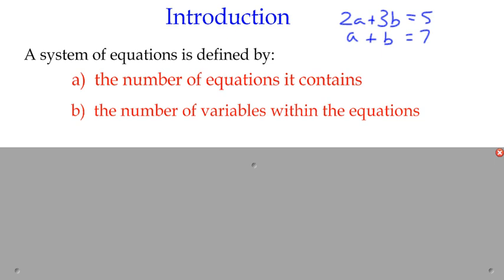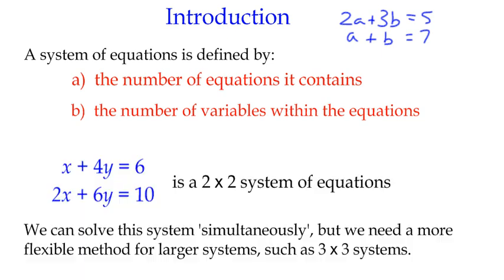We can't solve a system of equations if we have fewer equations than we have unknowns. So, for instance, if we had an equation with four unknowns, we couldn't solve it with two equations. We would have to have at least four equations. There has to be as many equations as there are unknowns. So the system of equations, as the text says here, is defined by these two different things: how many equations it contains and how many variables or letters are in it. And you're familiar with the idea of a 2 by 2 system of equations.